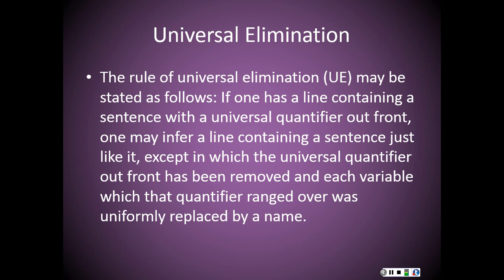The universal elimination rule may be stated as follows. If one has a line containing a sentence with a universal quantifier out front, one may infer a line containing a sentence just like it, except in which the universal quantifier out front has been removed, and each variable which that quantifier ranged over was uniformly replaced by a name. Okay, this statement of the rule is quite a mouthful, but it's pretty easy to see how the rule is applied once you see a few examples. So let's look at some.